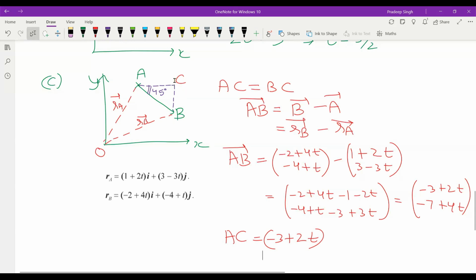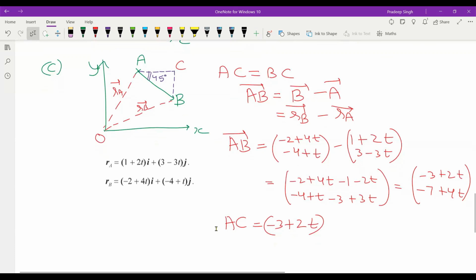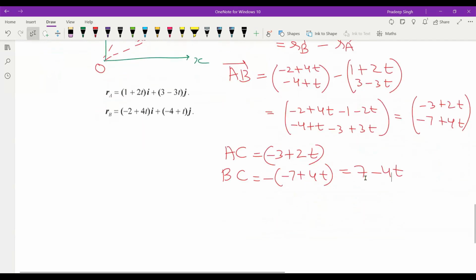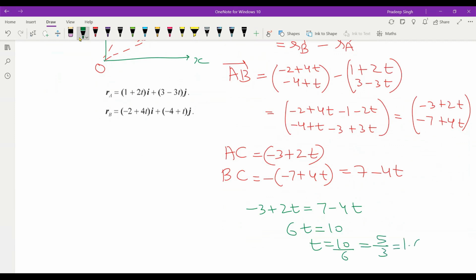That is from C to B, which means it is going in the negative y direction. So to identify BC, we'll have to put a minus sign to express the fact that CB is going towards the negative y-axis. So we'll get minus of minus 7 plus 4t. Simplifying this, we'll get 7 minus 4t. And now we use the concept that x and y components are equal. So we equate minus 3 plus 2t with 7 minus 4t. Let's simplify this expression. We'll get 6t equals 10. t is equal to 10 upon 6, which is 5 by 3, which can be written as 1.66 hours. And that's the answer for part C.